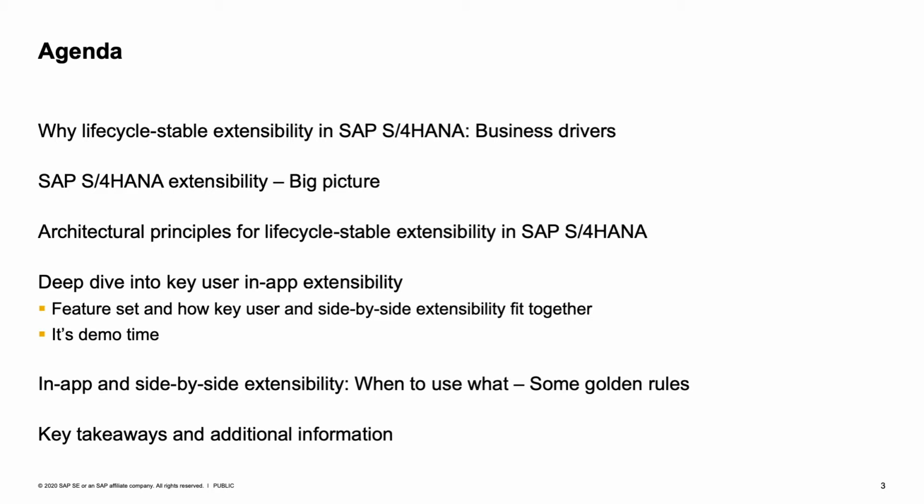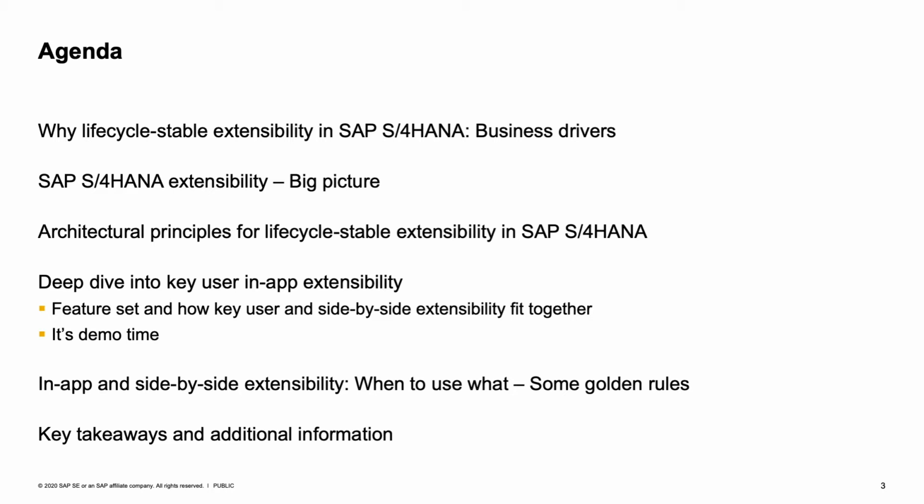Regarding the agenda, you see right here, we start with the business drivers. After having a look at the business drivers, we will have a look at the extensibility big picture. After the big picture, we will dive into the key architectural principles of S/4HANA extensibility. Then as a fourth point, we will do a deep dive into in-app extensibility and especially into key user in-app extensibility. And show how the in-app extensibility features fit together with side-by-side extensibility.